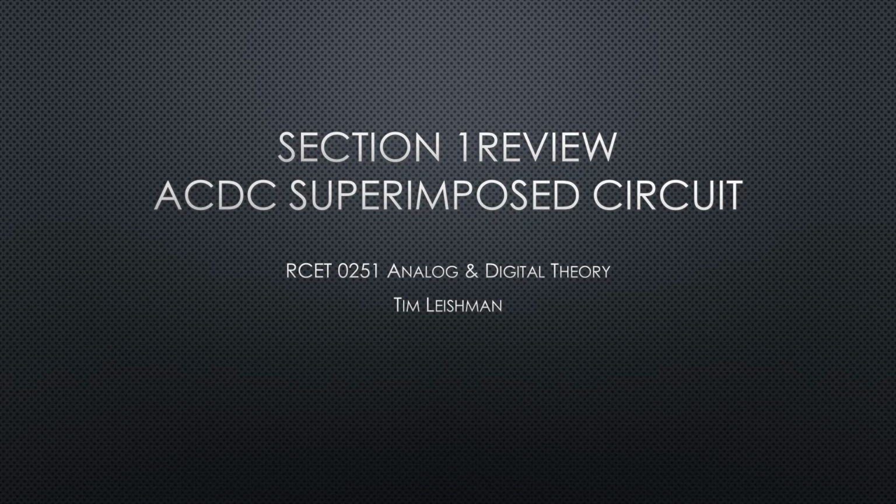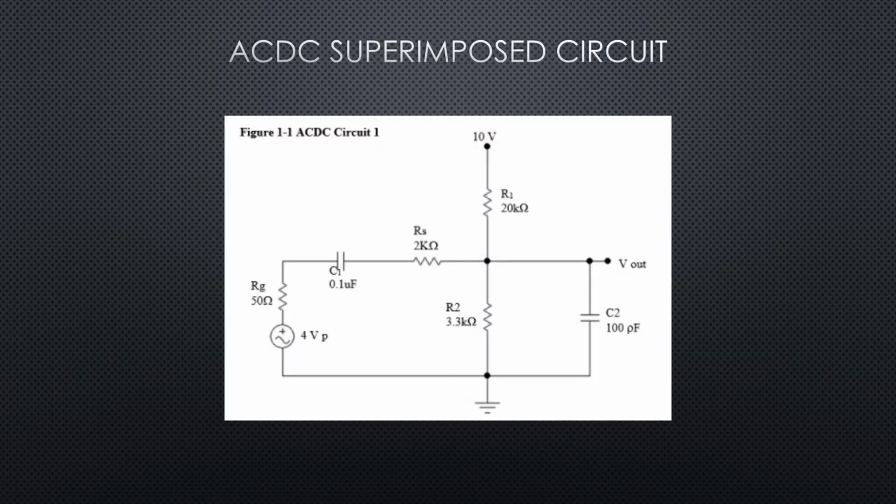Welcome to Section 1, Review ACDC Superimposed Circuit. Okay, so here is our circuit, and we can see that we've got a DC supply of 10 volts. We've got a resistor network. We've got an AC supply also, which is capacitively coupled through C1 to the DC circuit. And then we've got a C2 filter cap across the output.